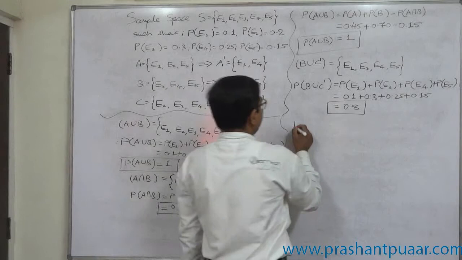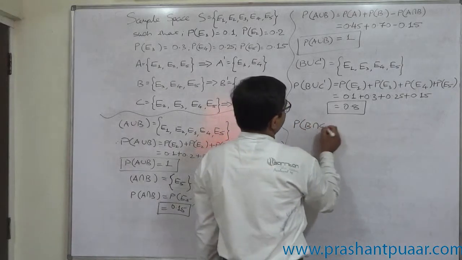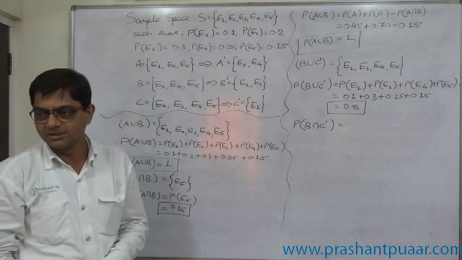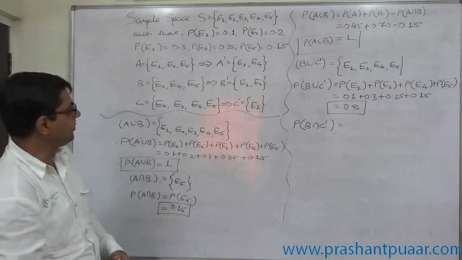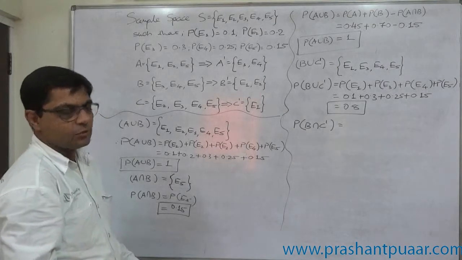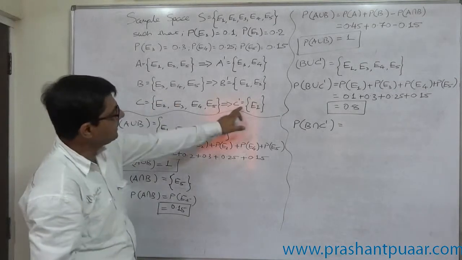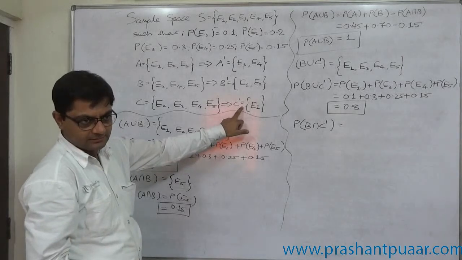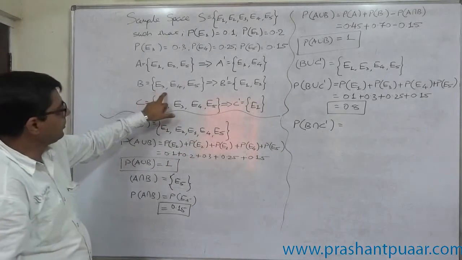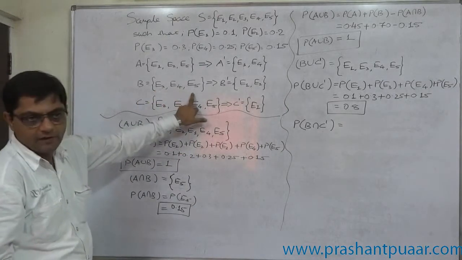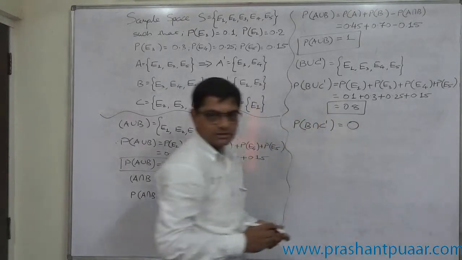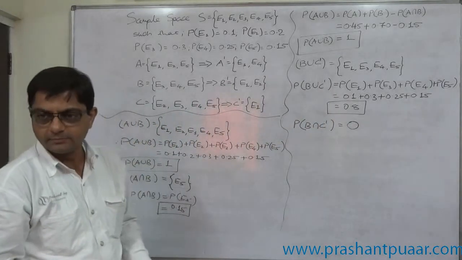Now, what about B intersection C complement? Is there any common outcome? There is no common outcome between B and C complement because C complement is made up of E1 and B is made up of E3, E4, E5. So the probability of B intersection C complement is 0.